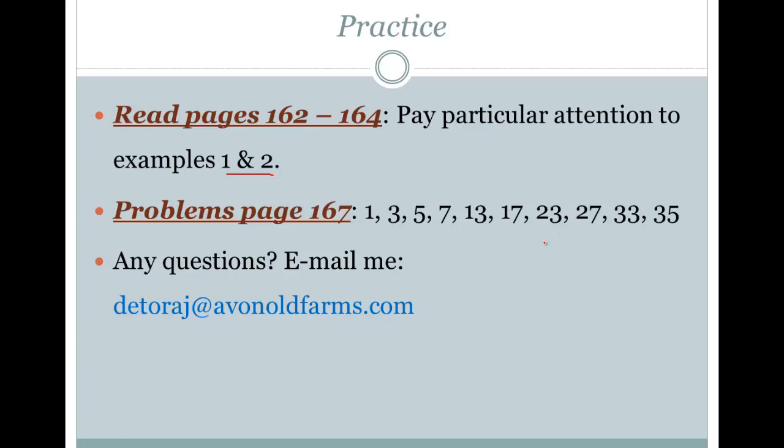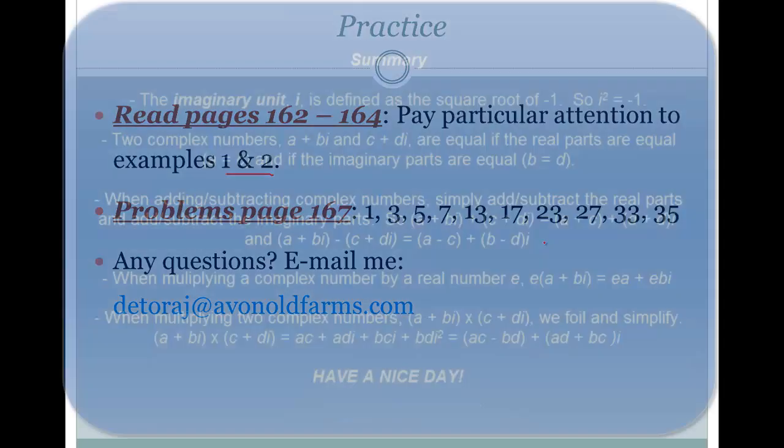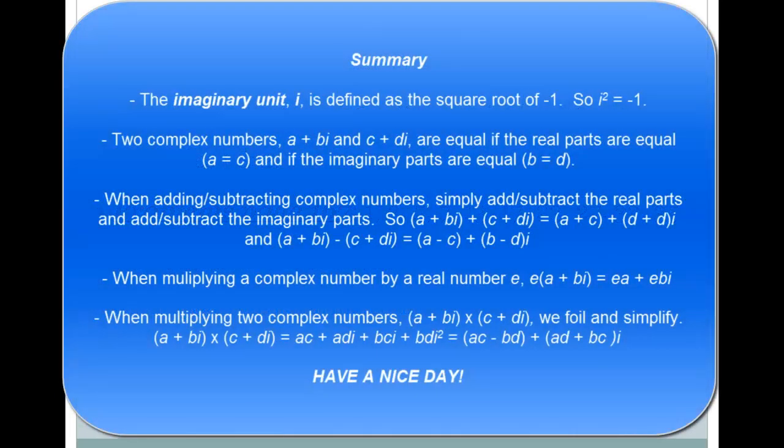This video sort of was an introduction. And so, we looked at defining i as square root of negative 1. We looked at setting two complex numbers equal to each other. We looked at addition and subtraction of complex numbers, and we looked at scalar multiples of complex numbers, and then multiplying two complex numbers together. In the next video, we will start talking about complex conjugates and looking at division.